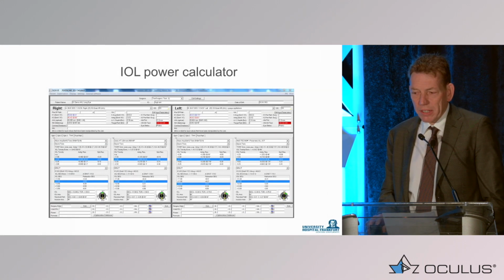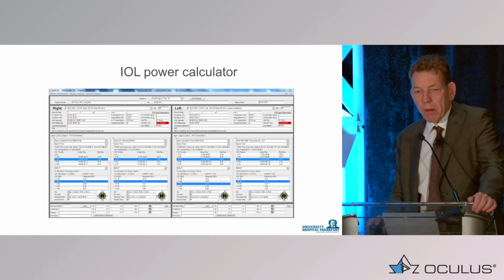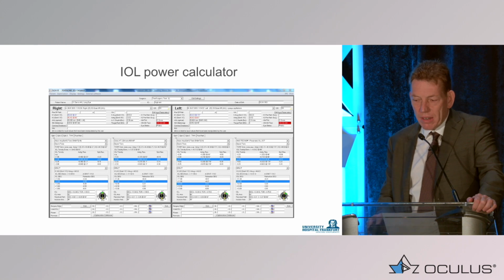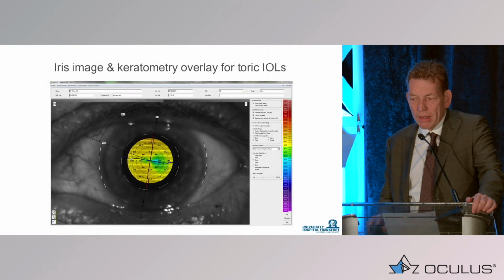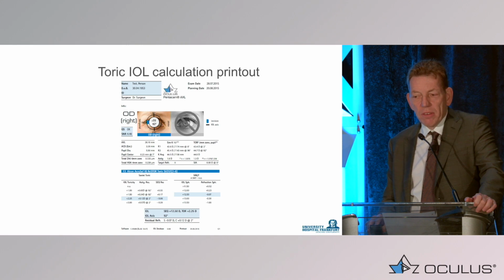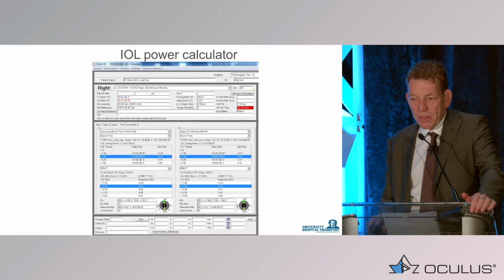Finally, IOL calculation. This is the IOL power calculator from this program. As you can see here, the right and the left eye, which gives you a lot of information. I just highlight a little bit here. You have the iris image, keratometry overlay for toric IOLs. You have then the toric IOL calculator print out. And I just go into an example for IOL power calculation.